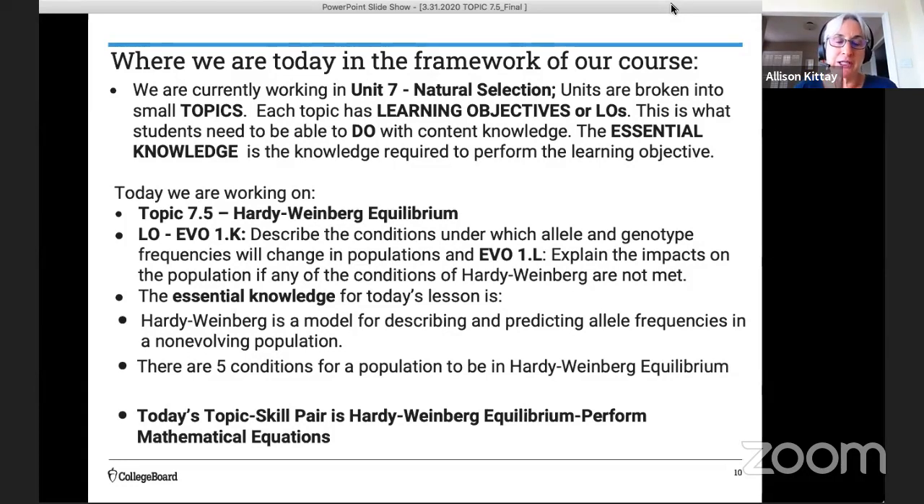There are 2 learning objectives that we're working on. The first one is to describe the conditions under which allele and genotype frequencies will change in populations. And the second is to explain the impacts on the population if any of the conditions of Hardy-Weinberg are not met. The essential knowledge, which is the knowledge required to be able to do those learning objectives, is that first, the Hardy-Weinberg is a model for describing and predicting allele frequencies in a non-evolving population. And there are 5 conditions for a population to be in Hardy-Weinberg equilibrium. So the last thing today to remember is that today's topic skill pair is Hardy-Weinberg equilibrium and performing mathematical equations.